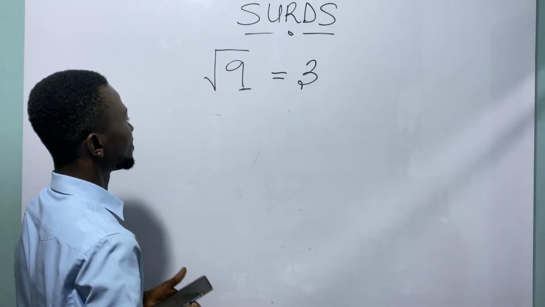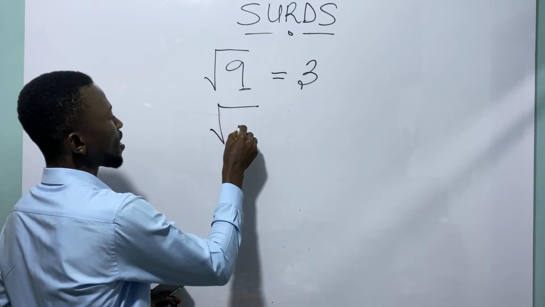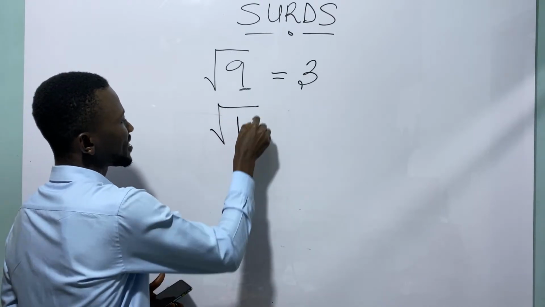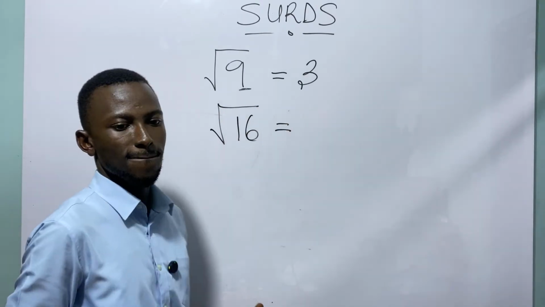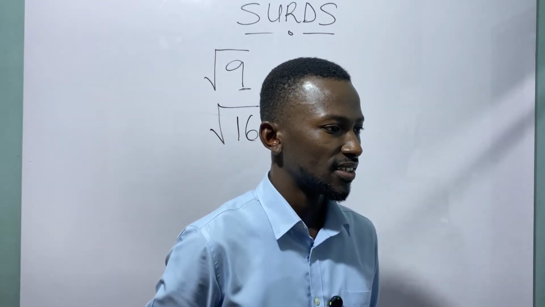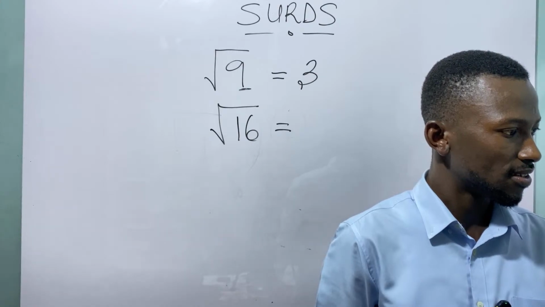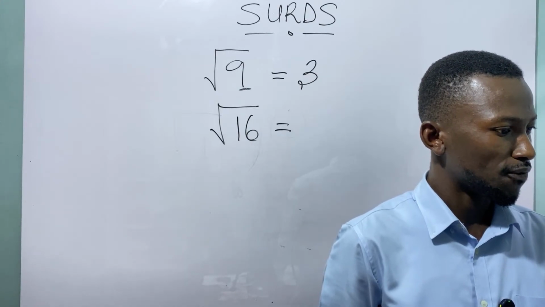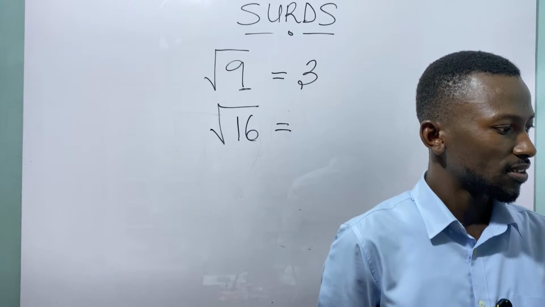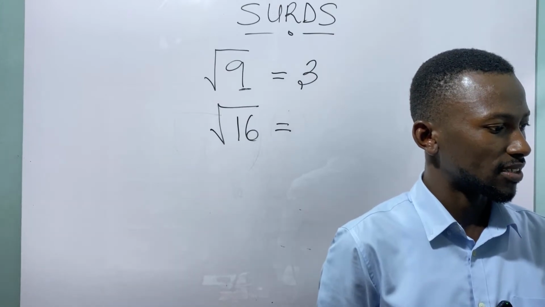This is our next question. Suppose you have square root of 16. What would be the answer? Square root of 16. If you know, write in the comment section. If you are watching, you can write in the comment section.